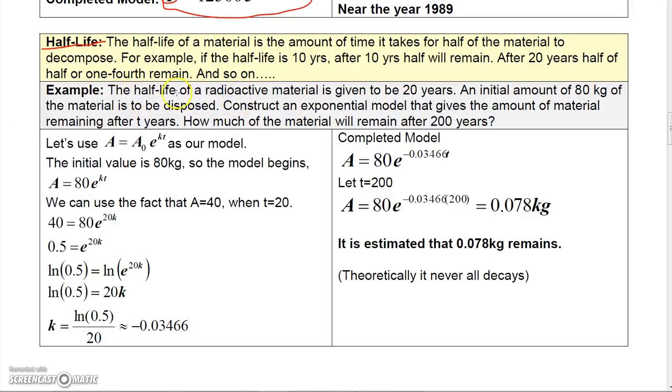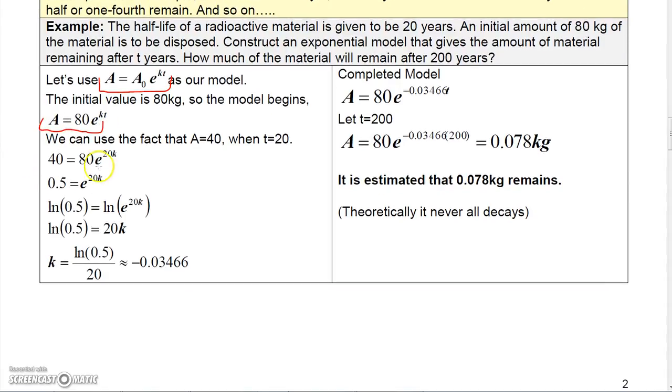So here I'm given that the half-life of a radioactive material is 20 years, and then an initial amount of 80 kilograms of material is to be disposed. And so I want to construct an exponential model that gives the amount of material remaining after T years. So I'm going to use this formula, A equals A naught e to the KT, where A naught is the initial amount. So since the initial amount is 80, I know A equals 80 e to the KT.